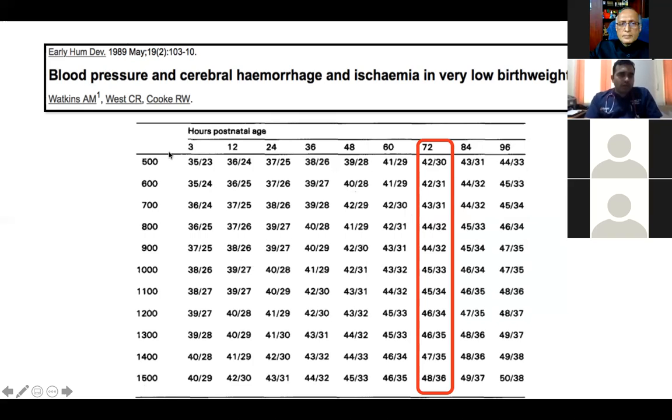Typically you have babies with birth weight ranging from 500 to 1500 grams, and you can see that more or less 30 is the mean BP after 72 hours. This is where the value of 30 comes from. In babies after 72 hours of age, any mean blood pressure less than 30, even for a 500 or 600 gram, extreme preterm neonate, you should be worried.